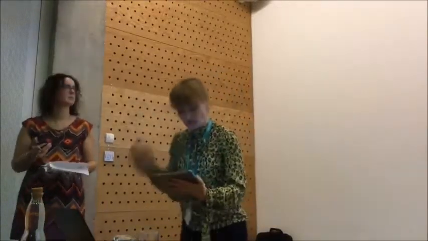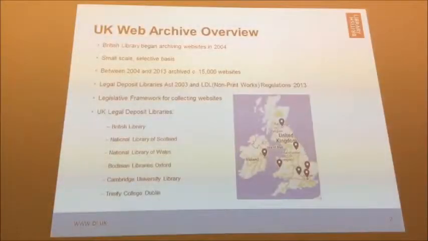So the British Library has been archiving websites on a small scale selective basis since 2004, with the explicit permission of website publishers. So from 2004 to 2013, this process resulted in a data set of about 15,000 websites, which are made available through our website, which we call the Open UK Web Archive.